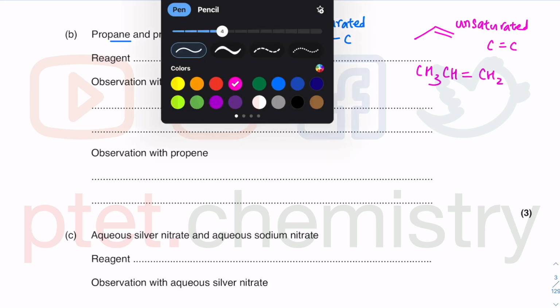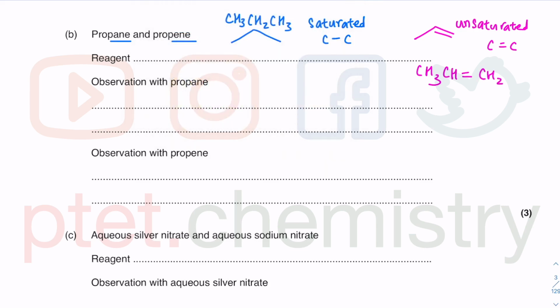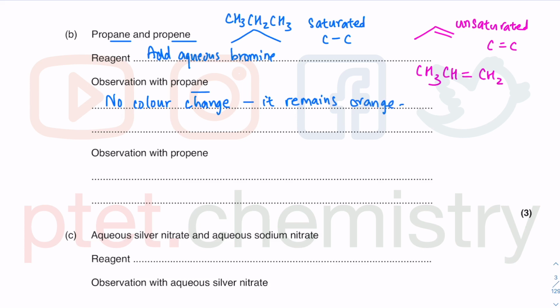The classic test for alkenes: you will add aqueous bromine, you will add bromine water. So what happens with the alkane is no color change, it remains orange. So no observable change. It remains orange. It's the same thing because orange-yellow, that's the color of bromine solution.